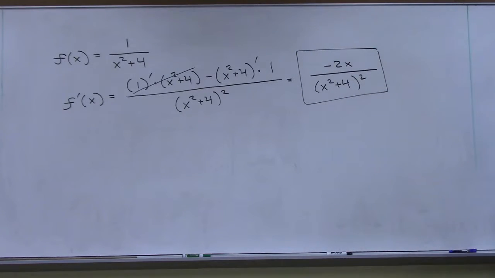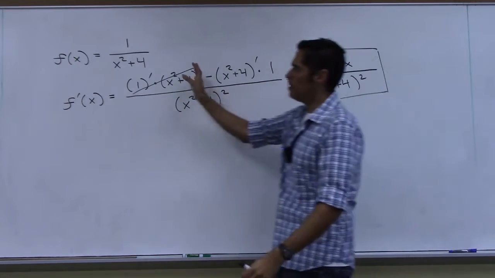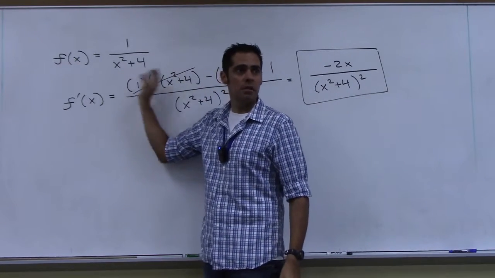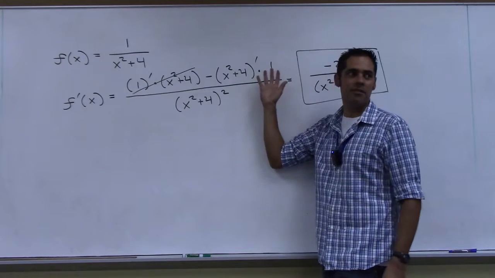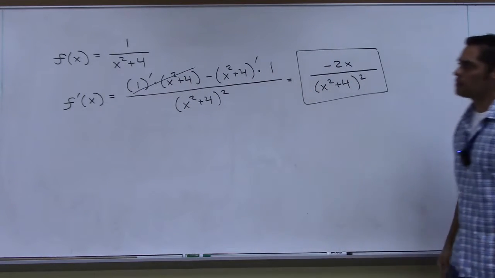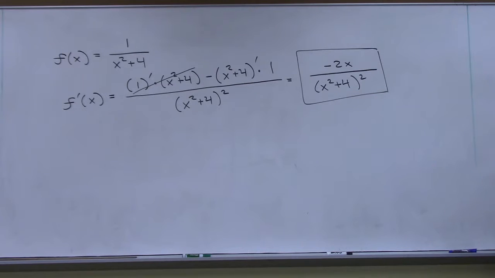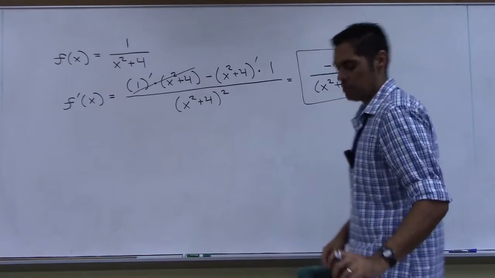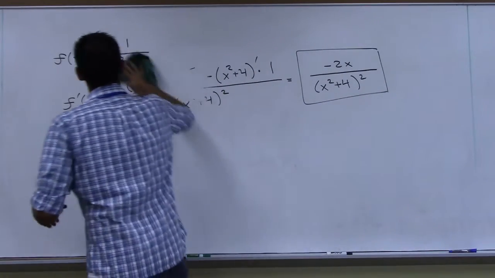I just wanted you to see what happens if you have a constant on top like that. When you do have a constant on top, this left side will always go to 0. But you still have something here that you have to deal with. Questions? Okay, let's try something else.